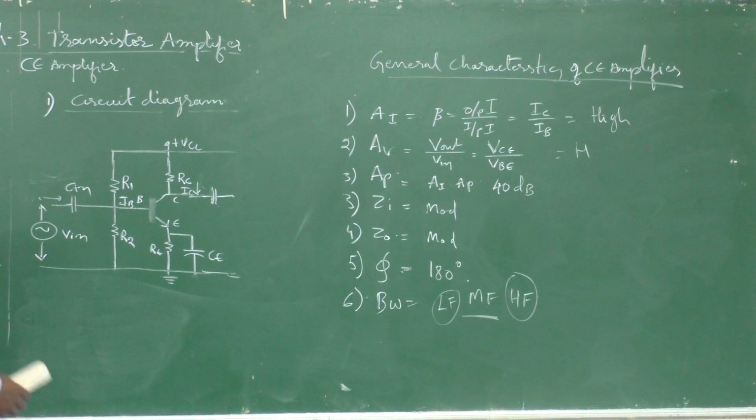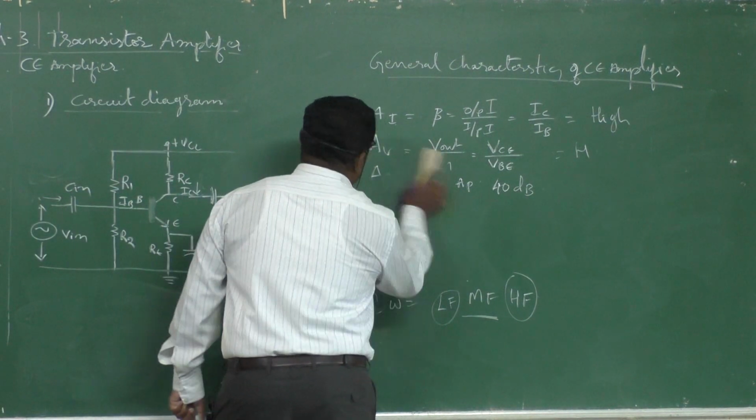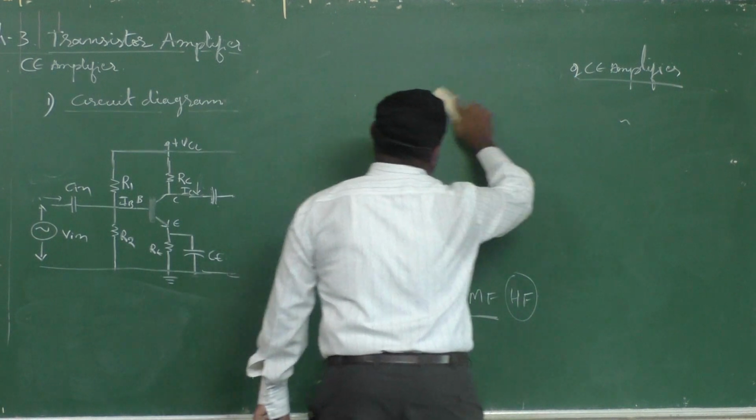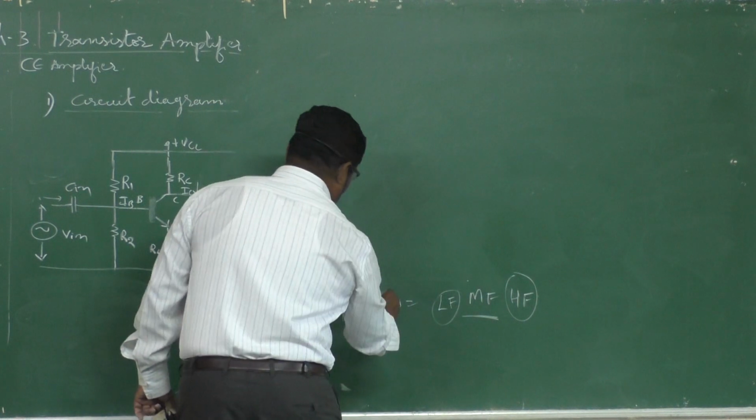And then we have the frequency response curve. So what do you mean by frequency response curve? The 6th parameter is the bandwidth. So what do you mean by this bandwidth? Bandwidth is nothing but to what frequencies we are responding.